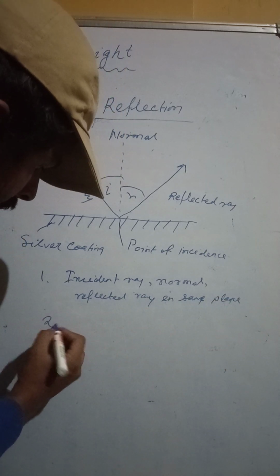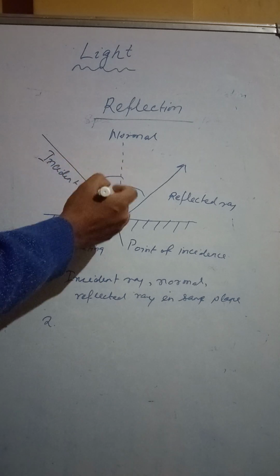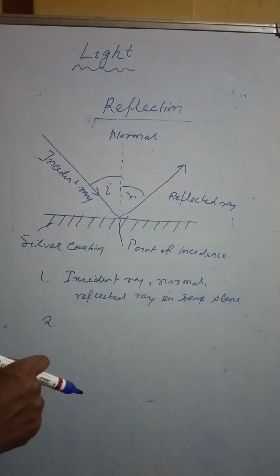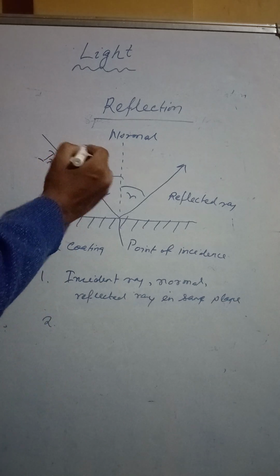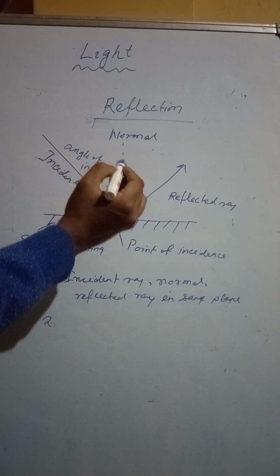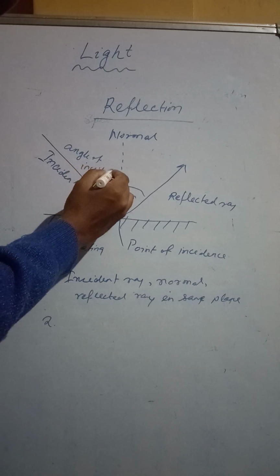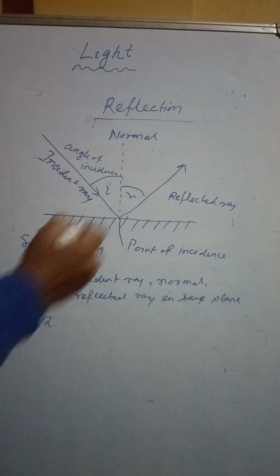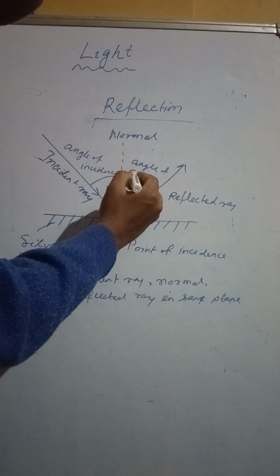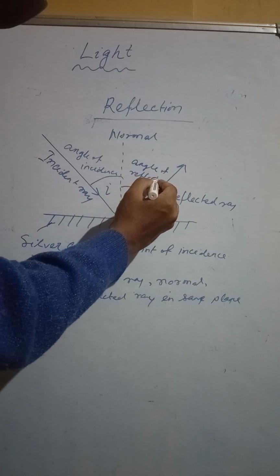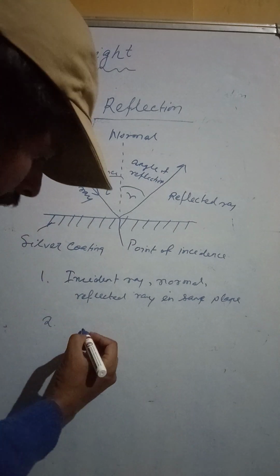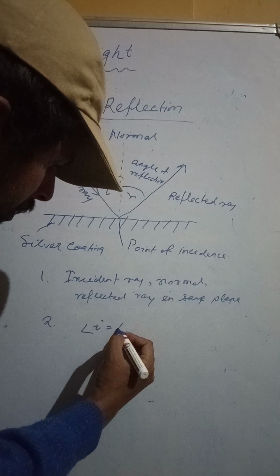The second law is that the angle of incidence, I, and the angle of reflection, R, are equal. This is called the angle of incidence, I, and this is called the angle of reflection, R. So the angle of incidence I will always be equal to R.